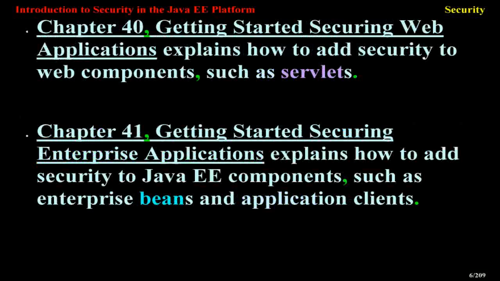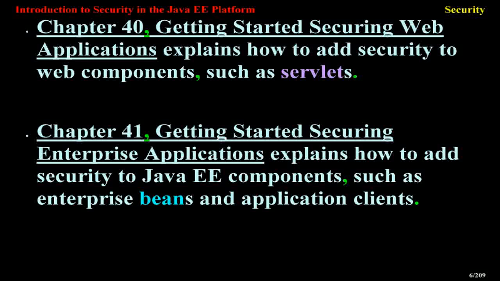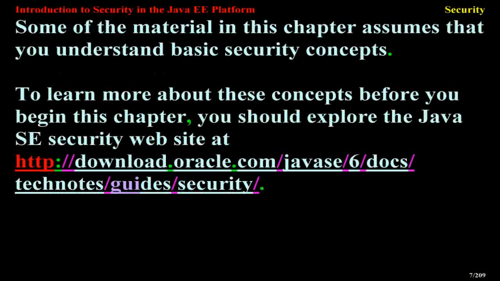Chapter 40, Getting Started Securing Web Applications, explains how to add security to web components, such as servlets. Chapter 41, Getting Started Securing Enterprise Applications, explains how to add security to Java EE components, such as enterprise beans and application clients. Some of the material in this chapter assumes that you understand basic security concepts.